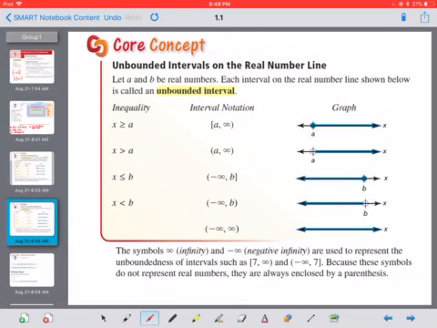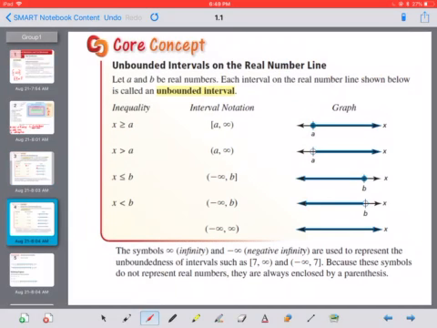X greater than a, now I don't have a bracket, I have a parenthesis because it can't touch a. And it goes to positive infinity. And then we got the less thans. X less than or equal to b. The b gets the bracket, but it's on the right side this time because less than b is towards negative infinity. So we start way out there to the left and we bring it back to stop at b. Okay, same thing with x less than b. It's like b gets a parenthesis this time.